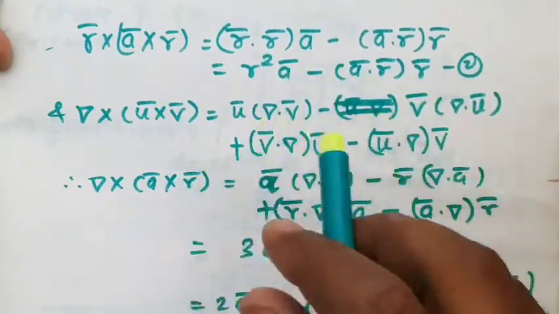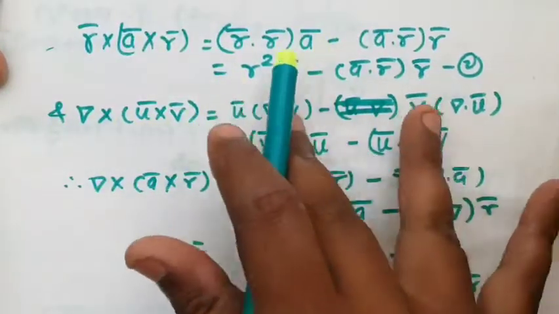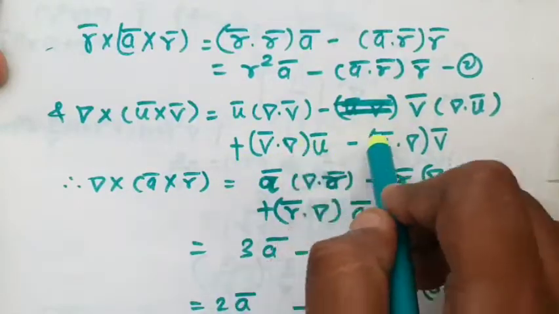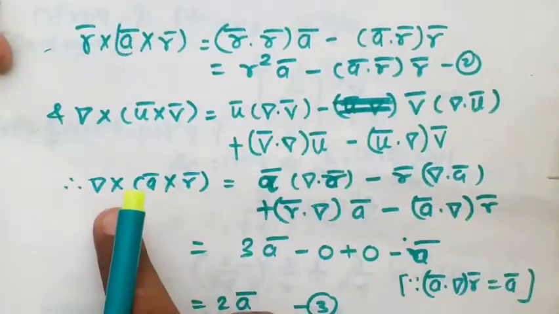Okay, just try to understand this result. You can remember it very easily once you know the vector triple product. From the vector triple product you can write the first two terms, and the next two terms can be written from the previous two terms. Okay, so this result we are going to apply for del cross a bar cross r bar.